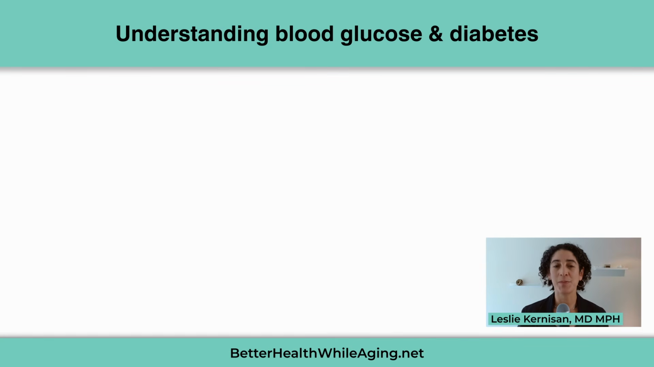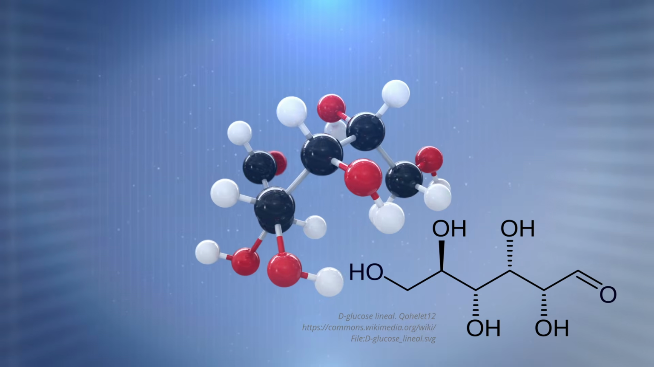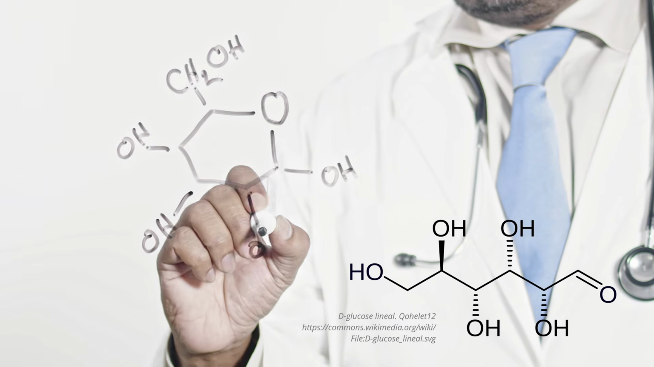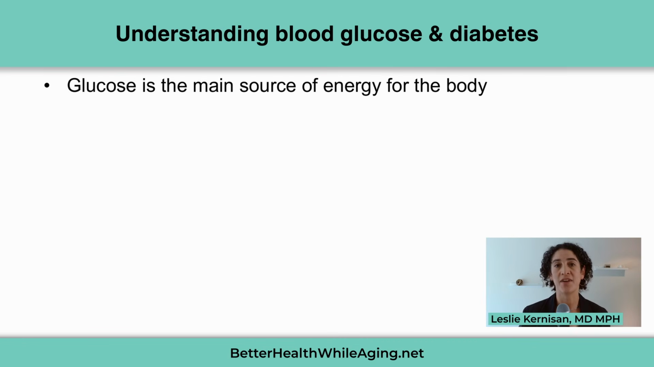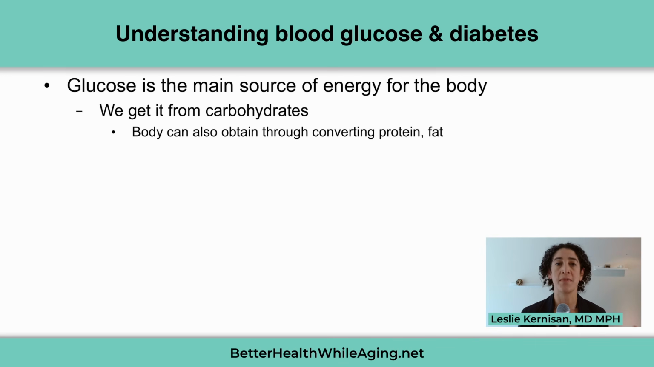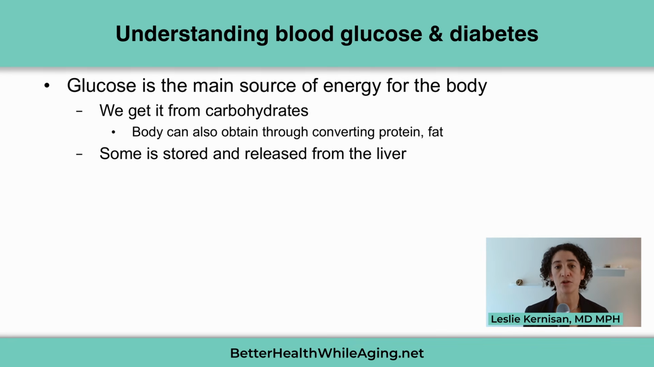So before I tell you about type 1 versus type 2 diabetes, I want to just start by helping you understand the relationship between blood glucose and diabetes. So glucose, which is a fancy word for sugar, really, it's a molecule and it's the main source of energy for the body's cells. We get it primarily by eating carbohydrates. But your body can also make glucose by converting protein and fats. It uses a process that is called gluconeogenesis to do this. And then within the body, some of your glucose is stored and released in the liver.